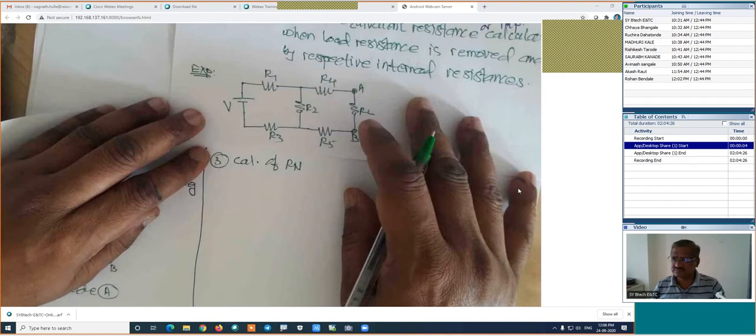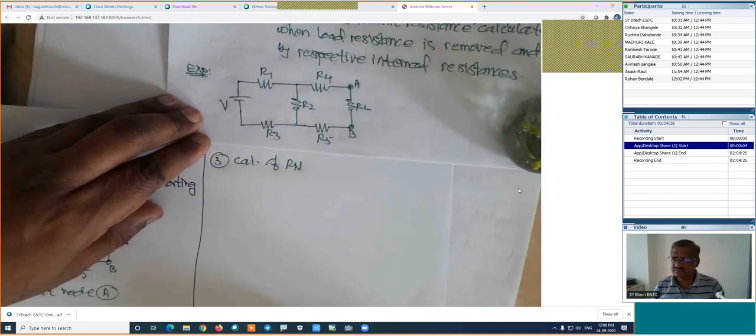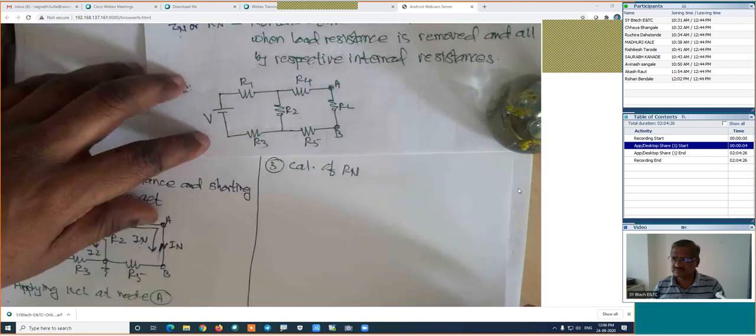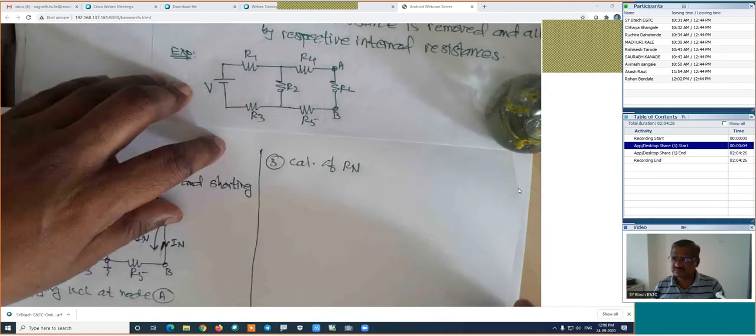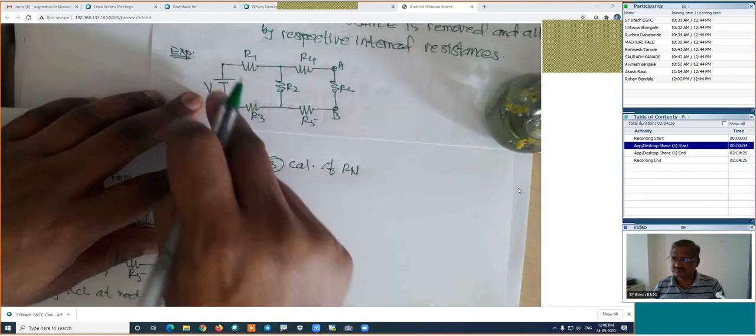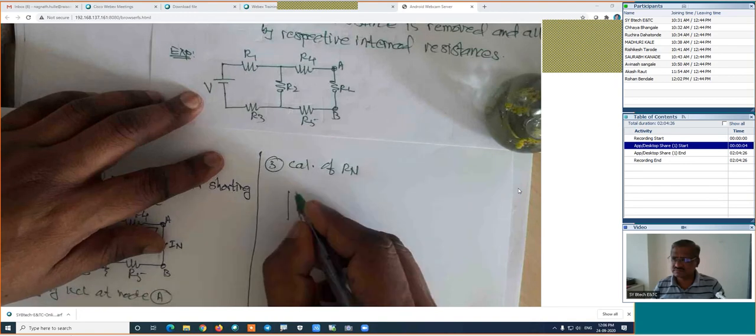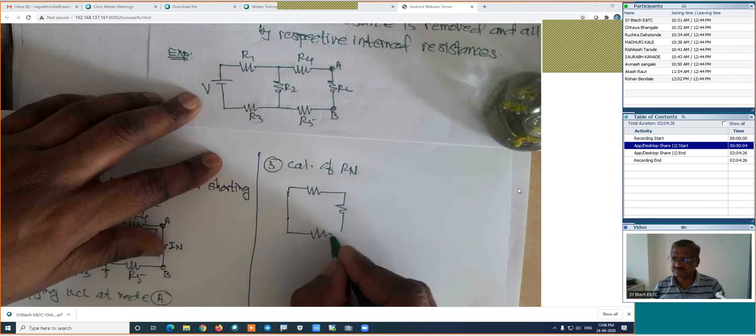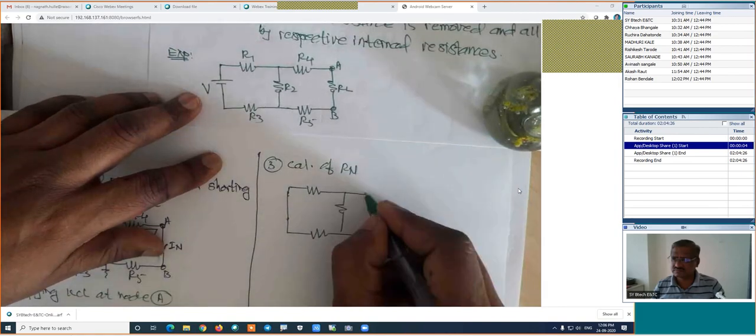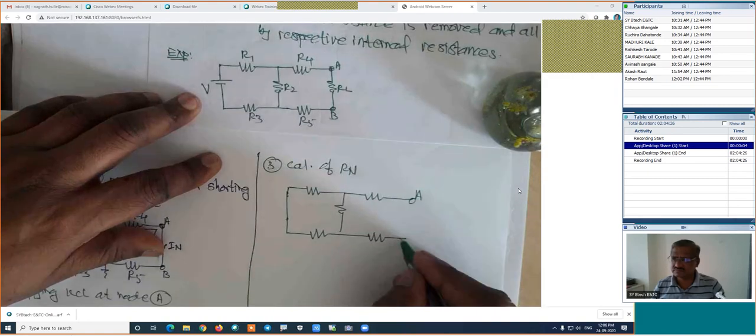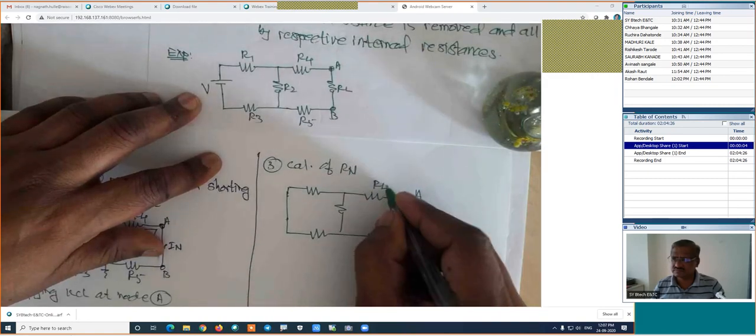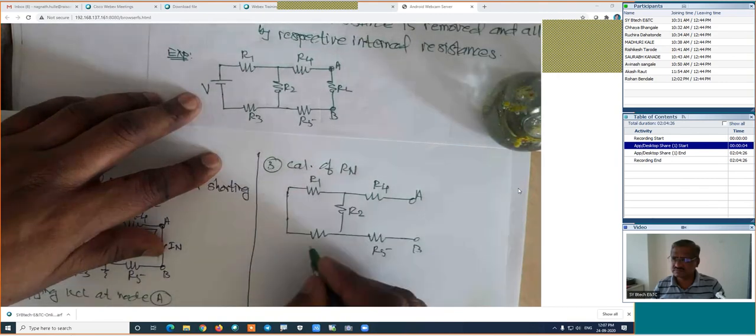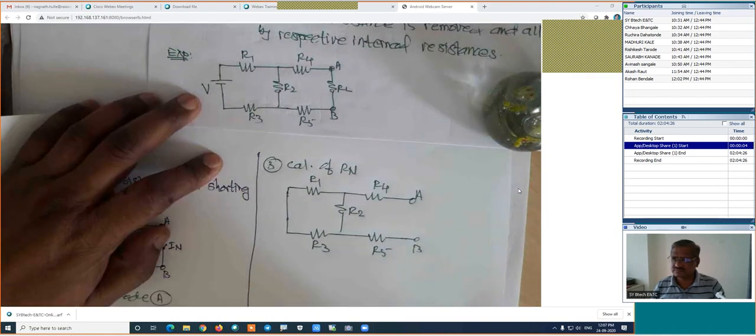Refer to this original figure for the calculation of Norton's resistance. How is the figure? Remove the load resistors, remove the sources. In that case, this figure will be something like this. This is point A. This is point B. This is R4. Here it is R5. This is R2. This is R1. And this is R2. Is it right?